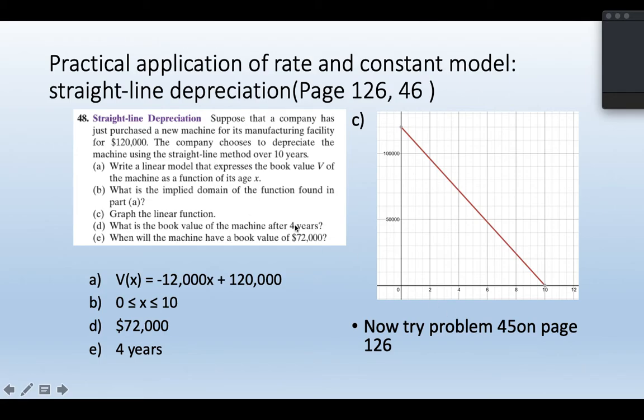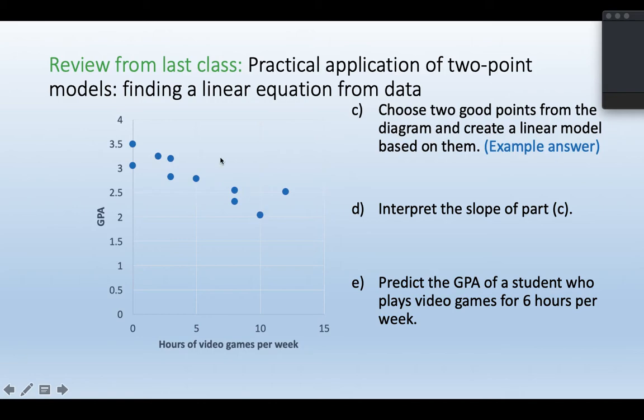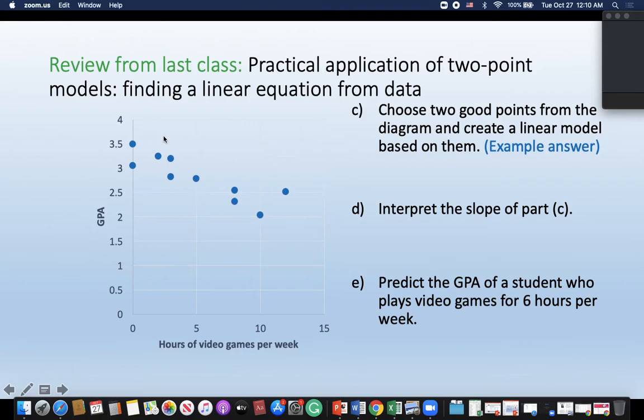There is more math for practice. This is a review from our previous lesson, the previous slide. Basically, this is about finding a linear model from the data. Actually, you have seen this.